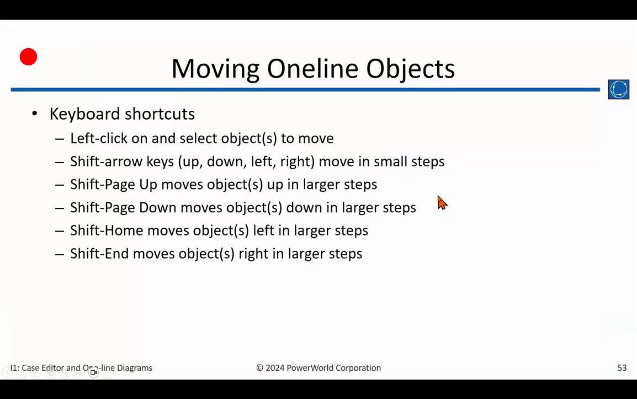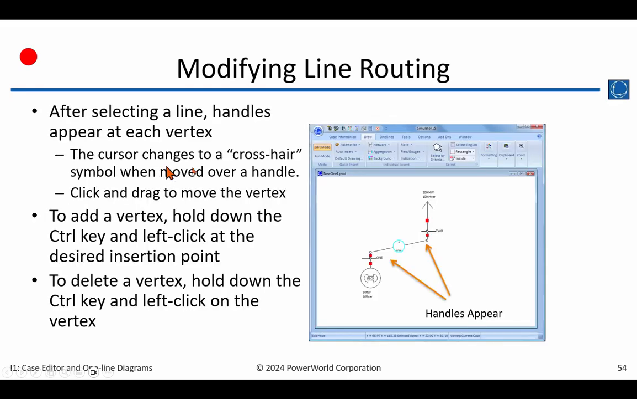And there's also some shortcut keys for moving one-line objects. So if you select an object and then you want to nudge it a little bit, you can use Shift with the arrow keys instead of Control. Control again does the zooming. Shift does moving of one-line objects. And then this again just describes how we can add or remove vertices from a transmission line if we want to modify its routing a little bit.